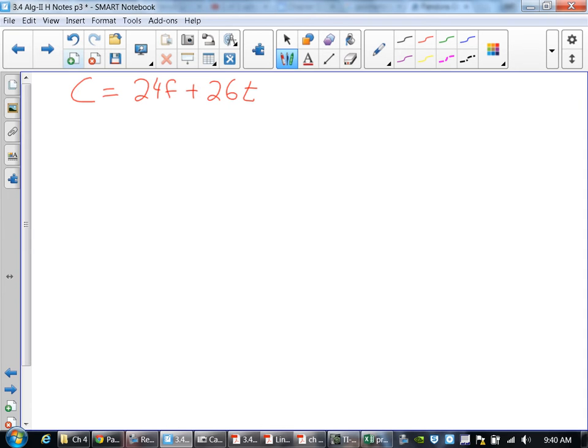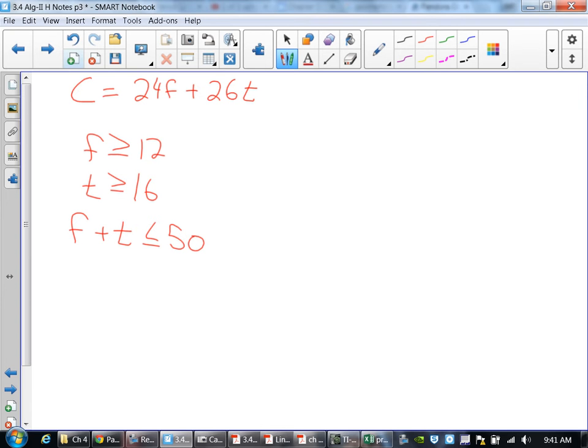They said at least 12 first class, so first class has to be greater than or equal to 12. Tourist has to be greater than or equal to 16. And the total number of the two has to be less than or equal to 50. Obviously, you're not going to have negatives, so we know it's first quadrant. Everybody okay so far?